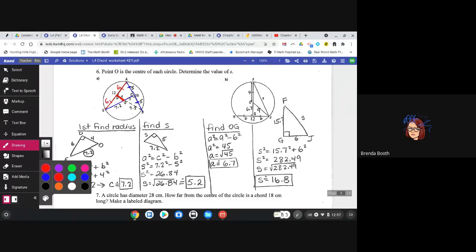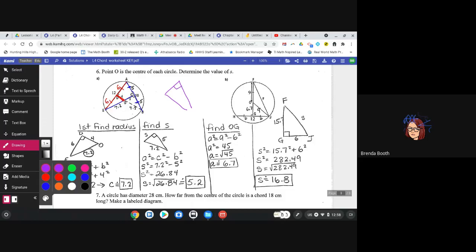Now, the trick is to pick out the triangle that you can actually work with. So in this one, the triangle I would like to work with is right here, because that's the triangle that includes the S. But when I pull that triangle out right in the beginning, here's what I know about that triangle.